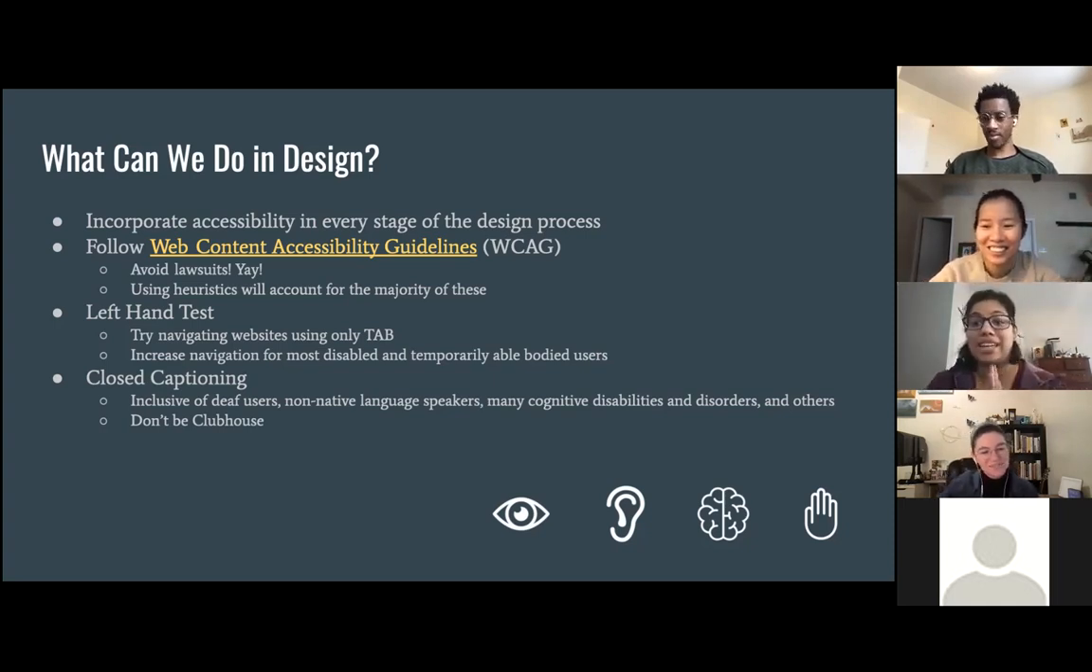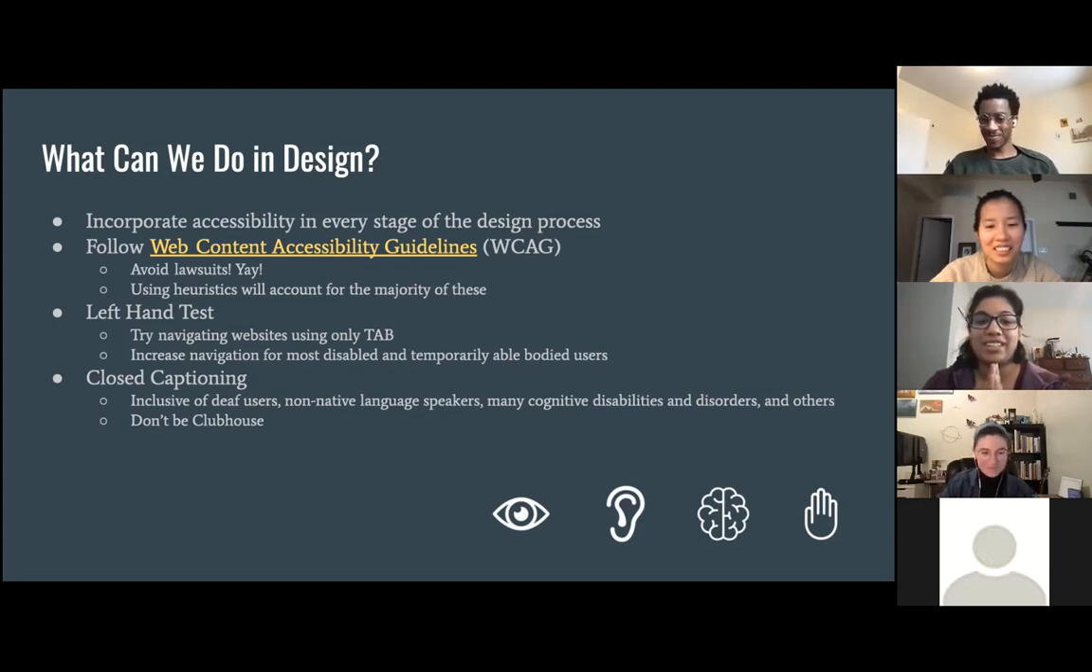Clubhouse is a textbook example of all the things they're doing wrong with accessibility. I linked an article at the back of this in our bonus resources. I don't know how much y'all know about Clubhouse, so I don't know how deep I should go into it. Give a one sentence. Yeah.